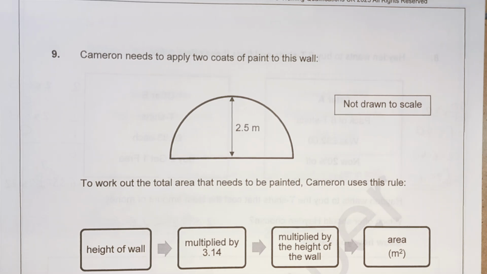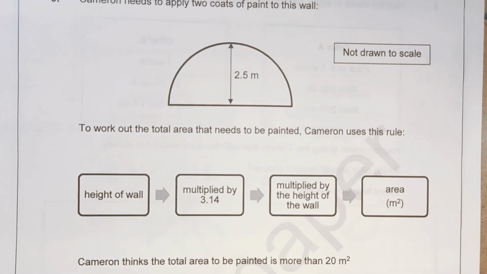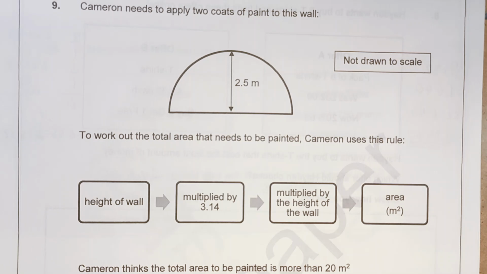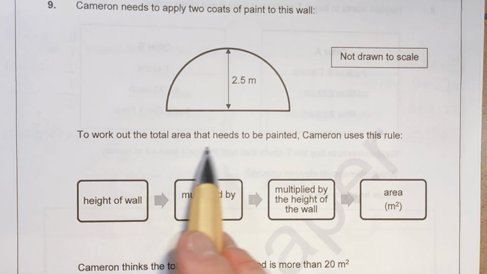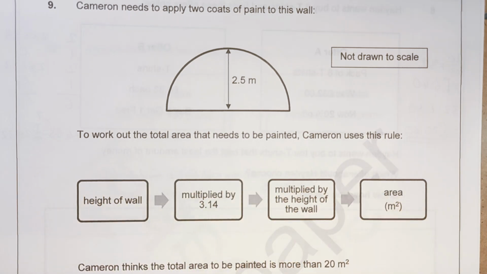Question 9. Cameron needs to apply 2 coats of paint to this wall. Strange shaped wall here. Actually, let's move this up so that we can get all of the question on in one go. Yep, just about. To work out the total area that needs to be painted, Cameron uses this rule. Height of the wall, that's then multiplied by 3.14, which is then multiplied by the height of the wall, and you get the area in metres squared.